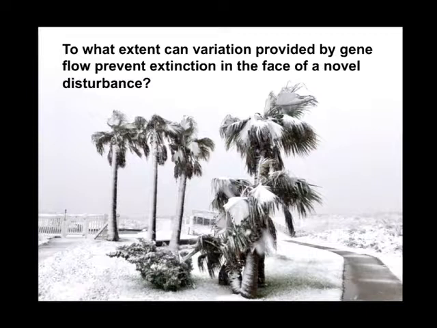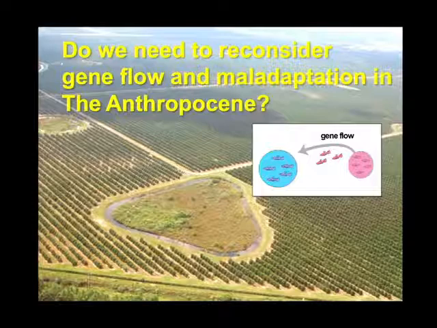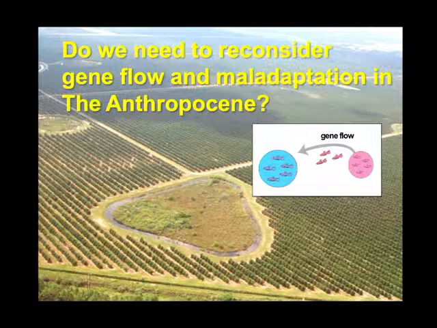And so the overall point here is not to say that guppies in Trinidad are going to be in need of cold tolerance alleles anytime soon, but that gene flow, I think, might become an increasingly important source of variation as populations continue to get pushed further and further beyond their limits, and that this classic view of gene flow as causing maladaptation might not be the predominant pattern that we observe in contemporary populations under these stressful conditions. And so this brings me back to this question of whether or not we should reconsider the relationship between gene flow and maladaptation in contemporary populations.